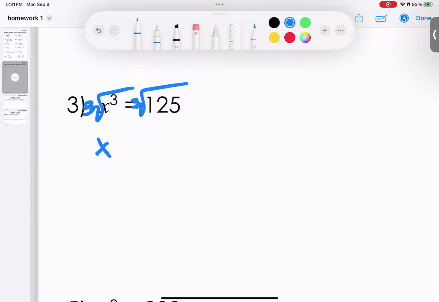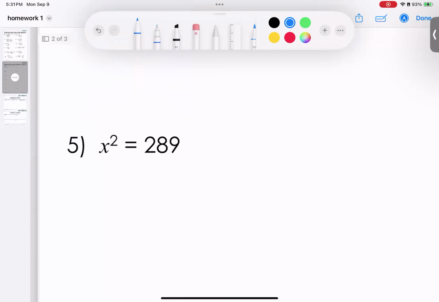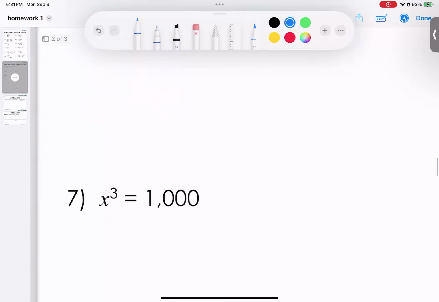this is where it might be really helpful to have that first couple of sets, because you might not know that 5 times 5 is 25 times 5 is 125. But if you have it written down as a quick reference, it might help you. All right, square root of both. X is equal to 17 or negative 17, because a negative times a negative is a positive.